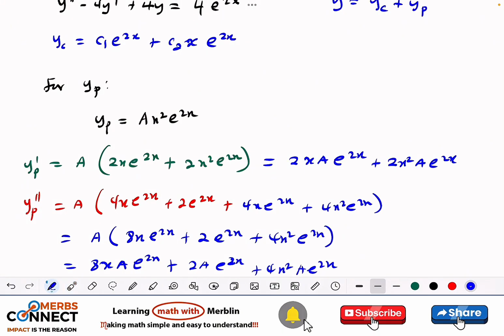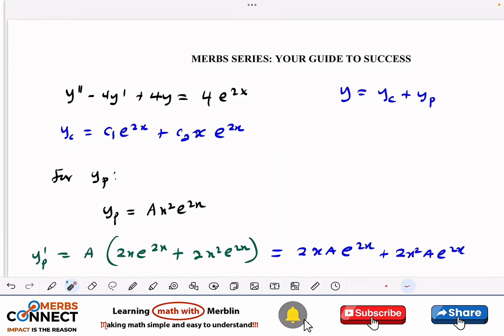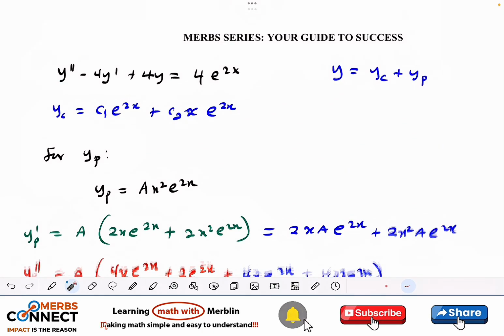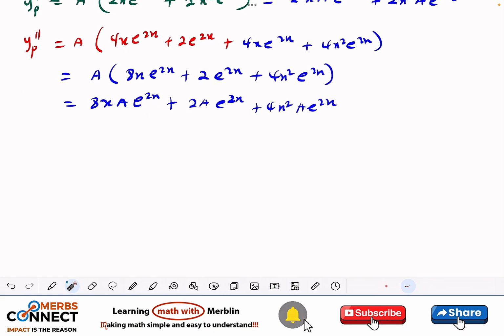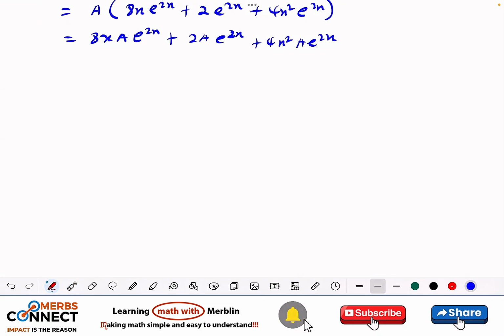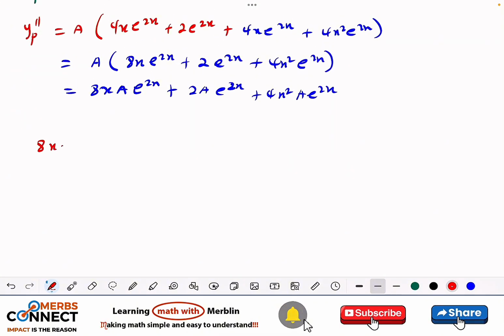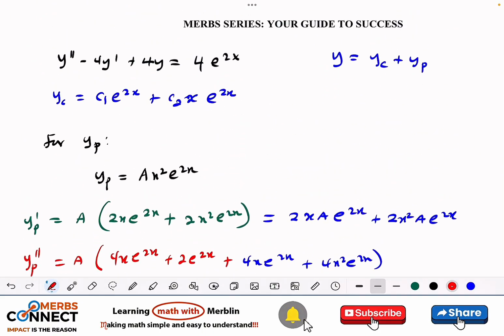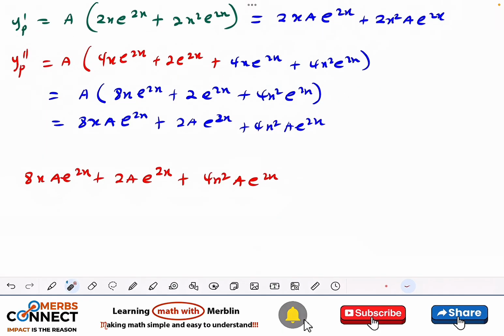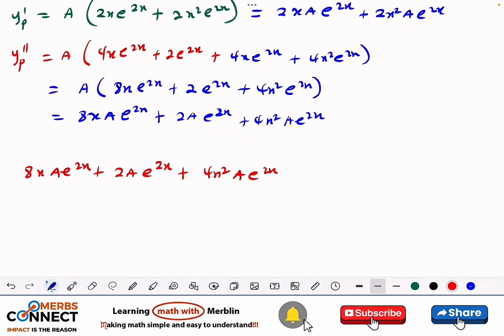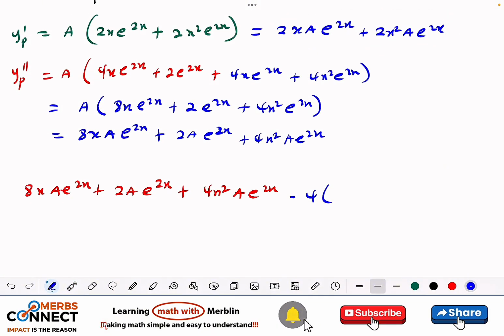So now that I have y prime prime and y, I'll plug it inside the solution here. So the only thing is, like, how to do the differentiating too is also very important. So we have y prime prime, which is equal to this. So I'm going to have 8x a e to the power 2x plus 2a e to the power 2x plus 4x squared a e to the power 2x. Then minus 4y prime. So minus 4, y prime is here. So let's do that.